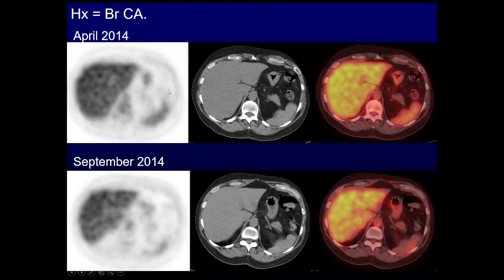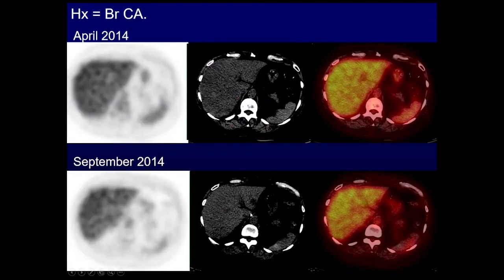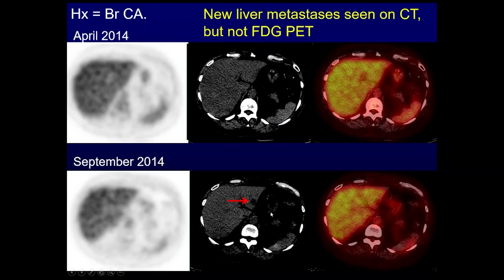Here's an example of a baseline with a follow-up FDG PET CT. I don't see any lesions on the FDG PET. However, on the follow-up, particularly if you evaluate the liver on a liver window, we can see the new hepatic lesion, which turns out to be a biopsy-proven hepatic metastasis, which is first visualized on the CT component of the PET-CT and not yet apparent on the FDG PET.